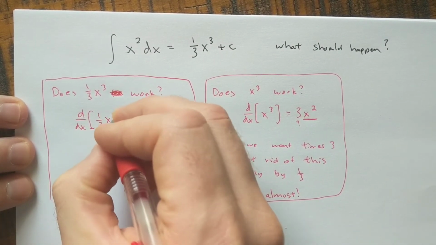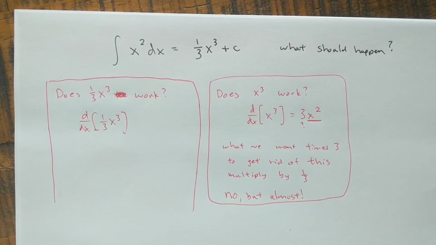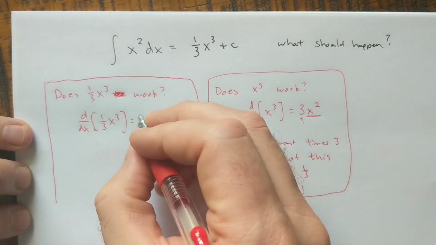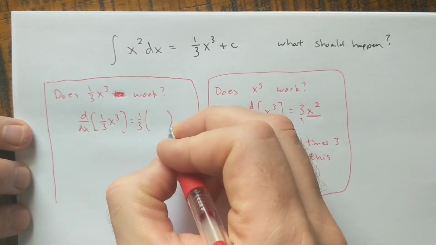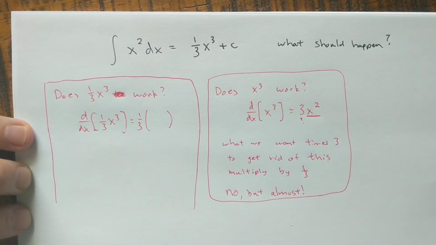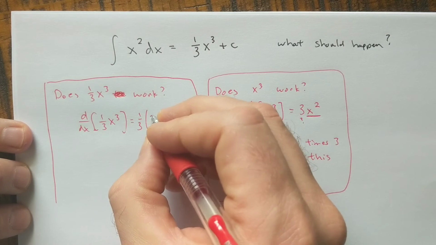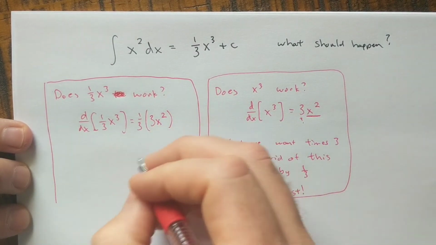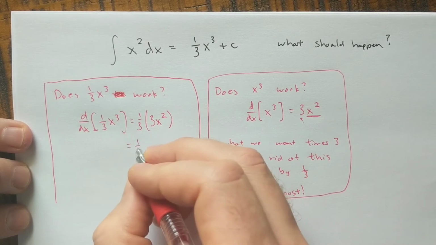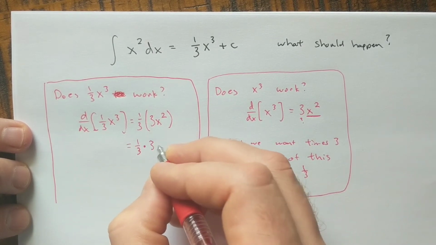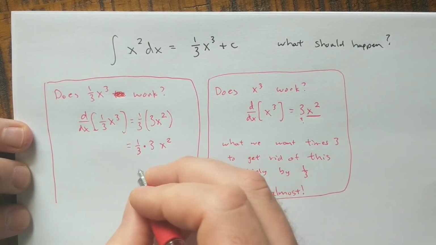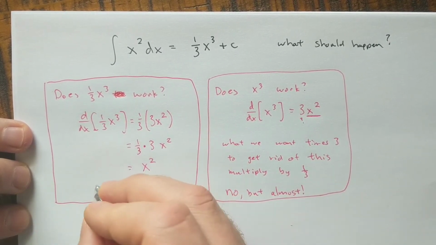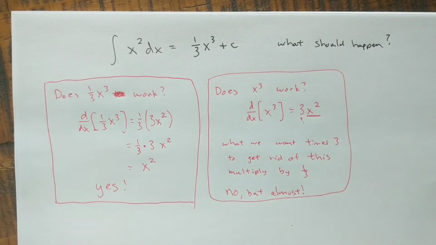of 1/3 x cubed and recall some properties of the derivative. Remember that the derivative doesn't touch constant multiples, so we can pull the 1/3 out and then think about what happens to x cubed. The 3 comes down, x is there, and then we take 1 away from the exponent, so it's 3x squared. And then we have 1/3 times 3 x squared, and 1/3 times 3 is 1, so we just have x squared. And so this does work.